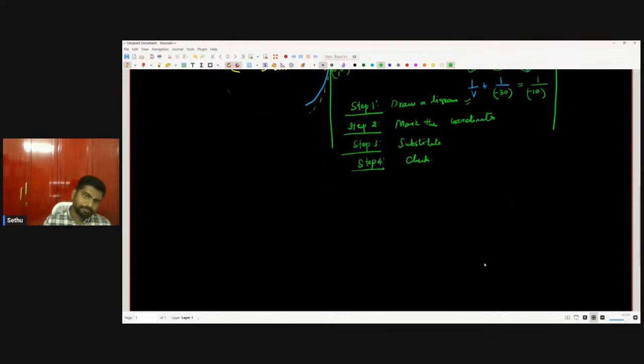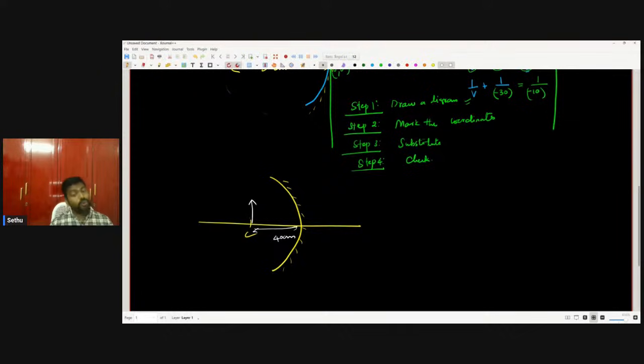Now supposing, let us say you have a concave mirror. Now let us say this is the center of curvature of the concave mirror, and let us assume that this is about 40 centimeters. When an object is kept here, you know that image will also be formed here. Like that, for different object positions, you know where the image position is. So once you solve, check if it makes sense.